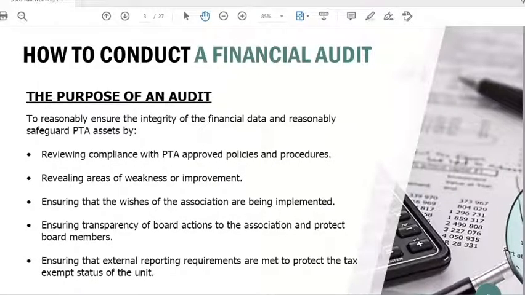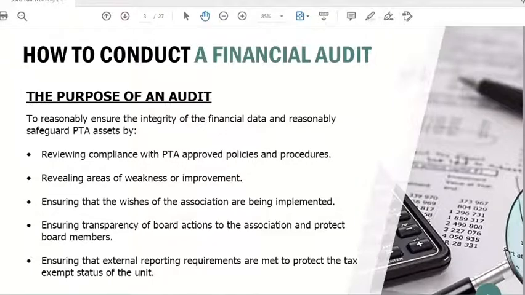Hi, everybody, and welcome to our audit training. We're going to talk about how to conduct a financial audit, and it's really to reasonably ensure the integrity of the financial data and safeguard PTA assets. So it's a level of assurance that things are being done correctly and transparent to the association, and we want to make sure that all the government taxes are filed. So this is the purpose, just to make sure that everything's being done correctly.